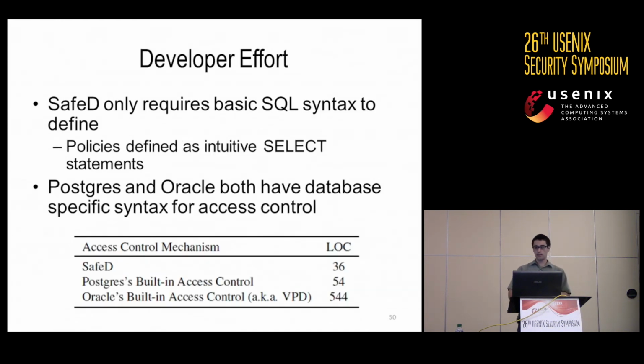And when we look at the lines of code required to define these policies, we see that safety is low at 36. So this is 9 tables within our database. A read policy and a write policy goes to 18, and then you have 2 different access roles coming up to 36. Whereas in order to define a similar policy within Oracle, that required, for us, 544 lines of code.